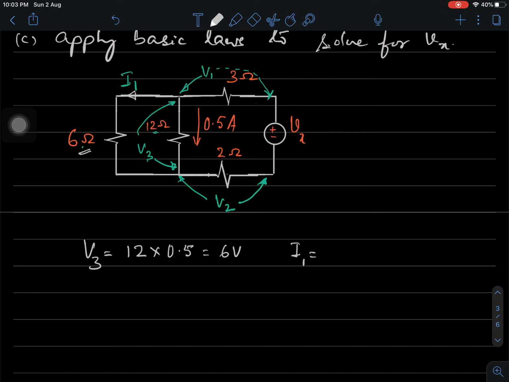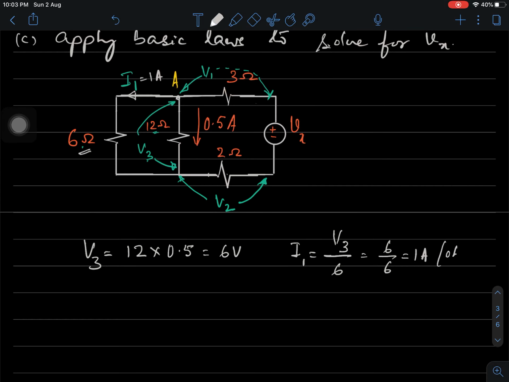So how do we do it? What is I1? Mathematically, from Ohm's law, I1 is V3, the potential difference across 6 ohms, divided by 6 ohms. V3 you have found, 6 by 6, which is equal to 1 ampere. So I1 we have determined to be 1 ampere. At this particular junction, let us call it A, we can apply KCL now.